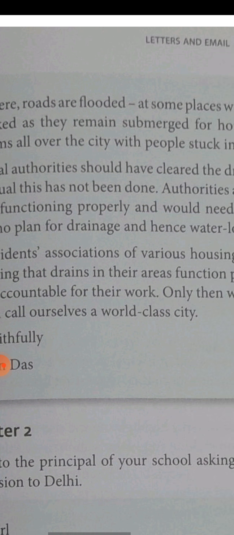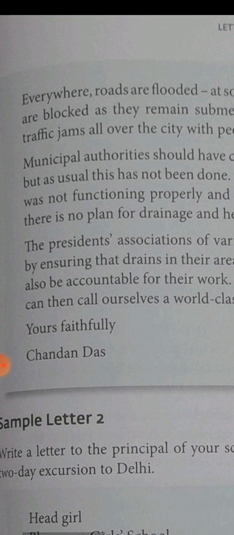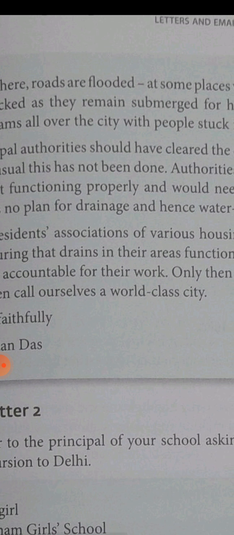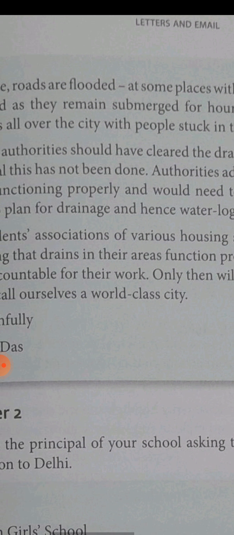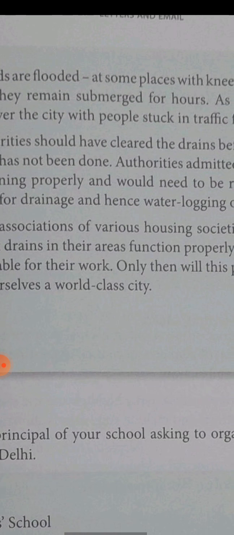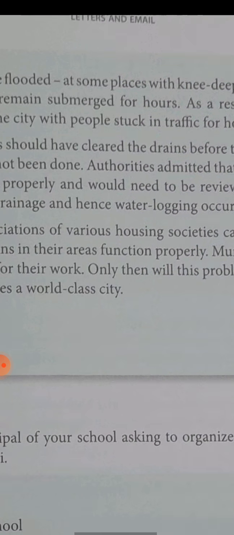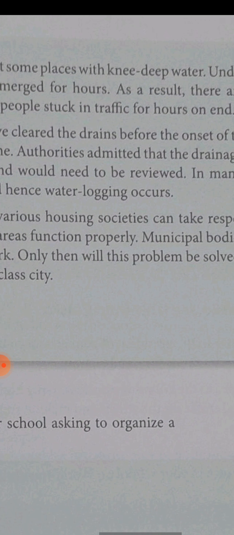Municipal authorities should have cleared the drains before the onset of the rains. But as usual, this has not been done. So it is the responsibility of municipal authorities or municipal corporation to clear drainage system before rain. मतलब नालियों की सफाई कराना हमारे म्यूनिसिपल कॉरपोरेशन का काम होता है बारिश के आने के पहले, और उन्होंने ये काम नहीं कराया. So, authorities admitted that the drainage was not functioning properly and would need to be reviewed.